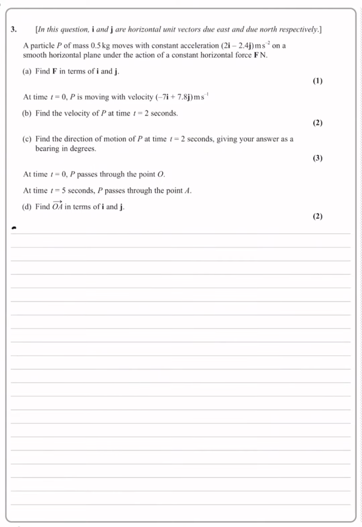Question 3a, I'm going to jump in with F equals ma. We know the mass is 0.5. We know the acceleration is 2i subtract 2.4j. So the frictional force will be 0.5 lots of 2i minus 2.4j, which simplifies to i subtract 1.2j.